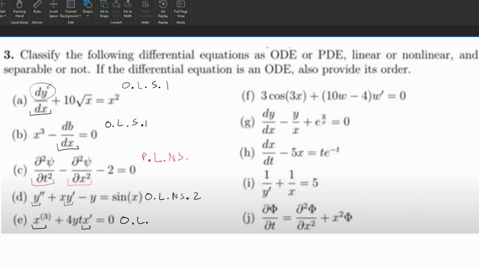Is this separable or not separable? Well, it's E, and it's x. And for x, we have them on the left side, and let's say we're deriving by dy.